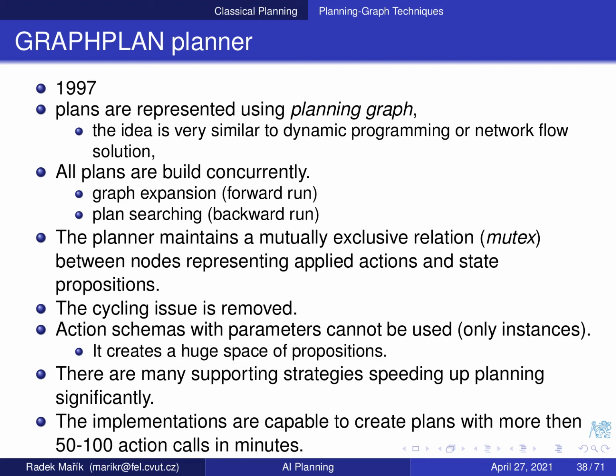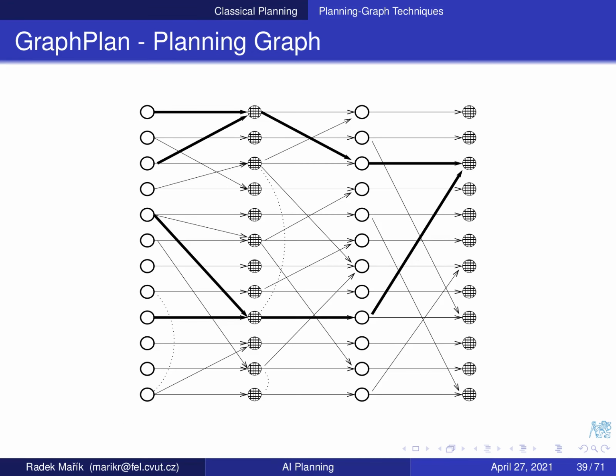Even some 15 years ago, it was possible to do, let's say, 100 action calls in minutes and so on. What does that planning graph look like? You have a description of states. Each node is a literal, and it is either valid or invalid. And here you have actions, and it says if these two literals are valid, then you are able to produce these literals again here.